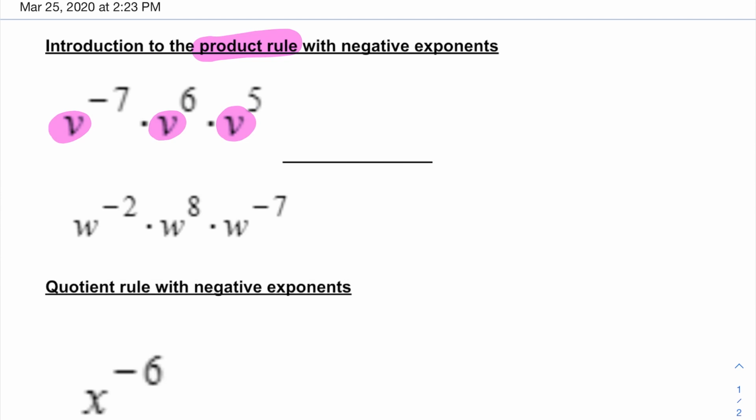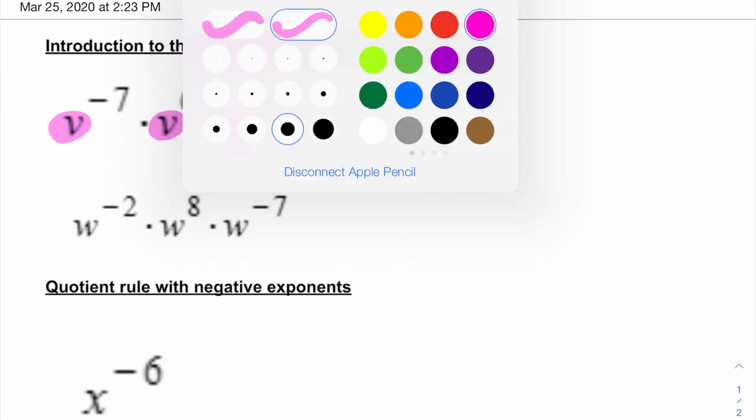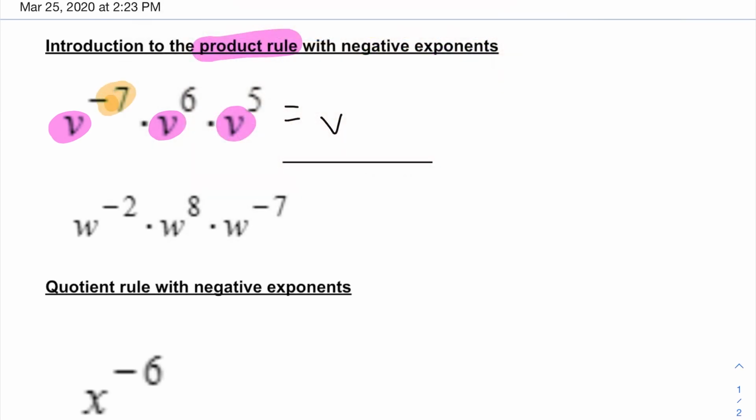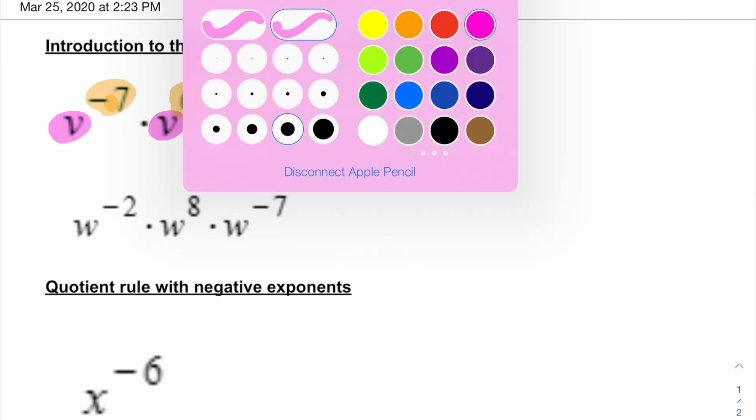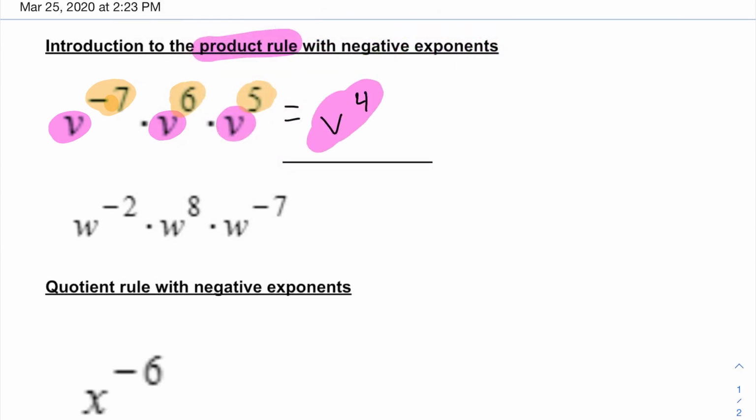So for the first one, it should be really quick. We will just do v to the, well, then we've got to figure out what negative 7 plus 6 plus 5 is, and I believe that is 4. So that is our final answer. Final answer is v to the 4th. We just, again, added our exponents because we had common bases. Let's move on to the next one.